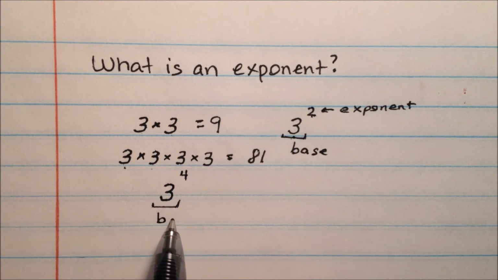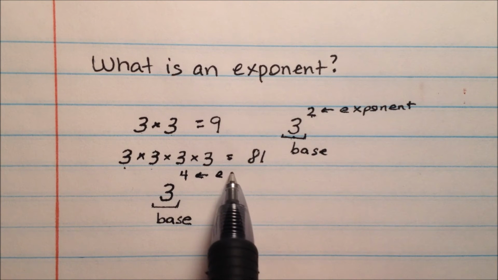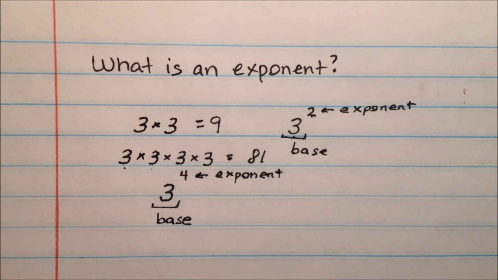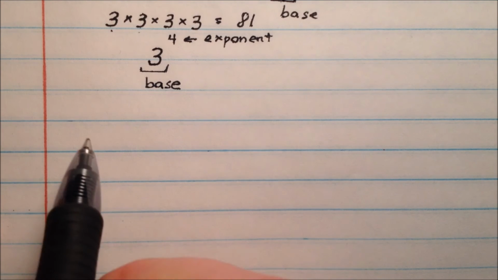Again, 3 is going to be our base because that's our factor that we're multiplying over and over, and the 4 here is going to be our exponent. And that tells us how many times we're going to multiply 3 by itself. So let's look at an example.